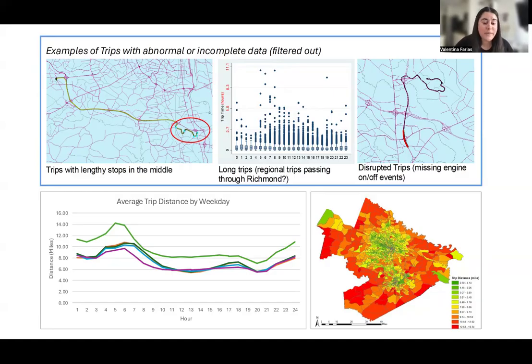Our next step is that we'll compare the observed routes with those assumed in existing planning models to see where they differ and why. Looking ahead, this research can help decision makers better understand how people actually move through their cities. And it could also lead to better forecasting, less congestion, and more efficient, safer transportation systems. Thank you.